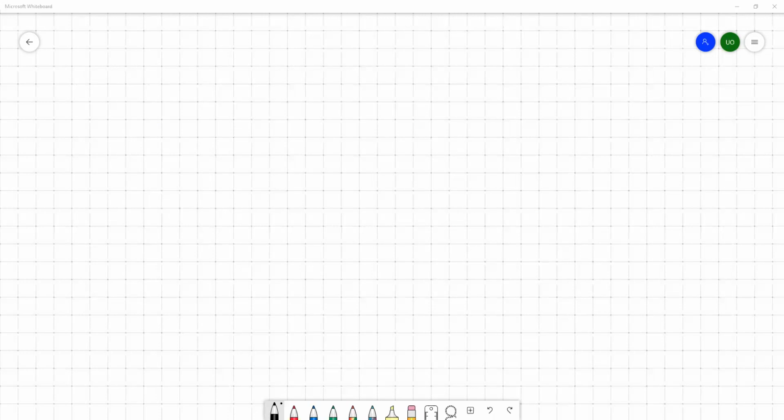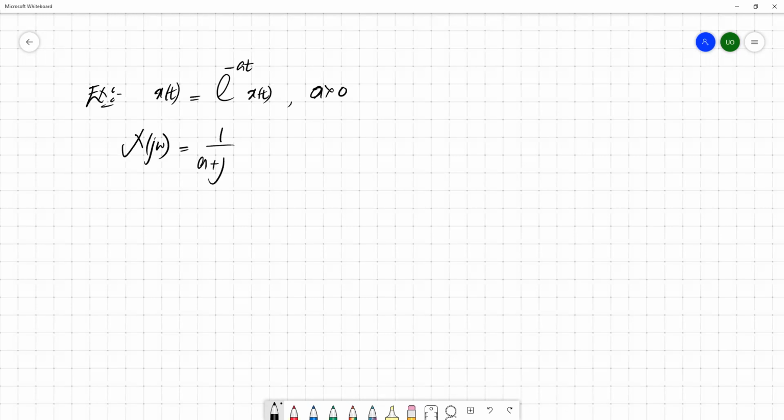In this exercise 2, x(t) is a function like this, e to the power minus at u(t), where a is greater than 0. We found that the Fourier transform of this time domain quantity is 1 over a plus j omega. This is a complex quantity because here you have the j component.